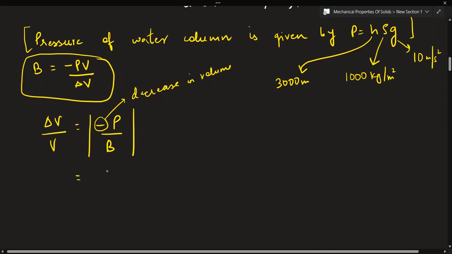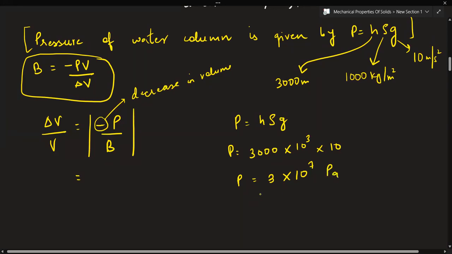Now for calculating the pressure, it is H rho G. Height is given, 3000, into density 10 to the power 3, and G also is 10. So pressure would be 3 into 10 to the power 7 pascals. Yes? Yes, ma'am. So pressure is 3 into 10 to the power 7 pascals. This is delta V by V.